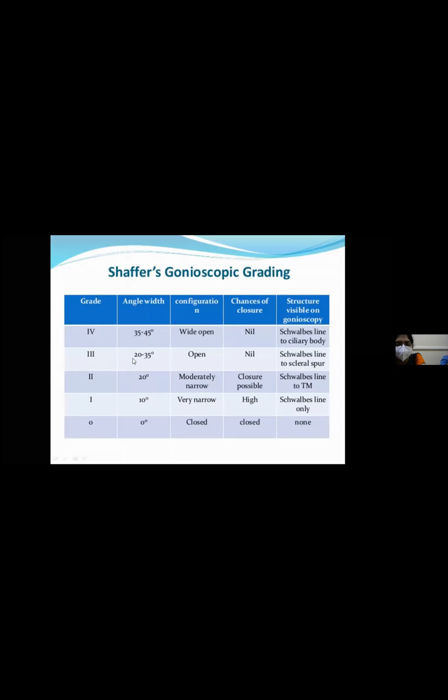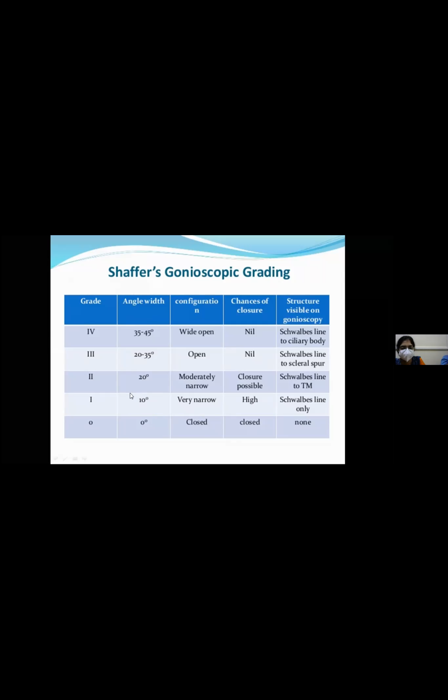And grade 3, 25 to 35 degrees. Chances of closure are minimal, and structures visible are Schwalbe's line to the scleral spur. Ciliary body is not visible. And grade 2, angle width is 20 degrees, moderately narrow. There's a slight chance of closure. The structures visible are Schwalbe's line and trabecular meshwork.